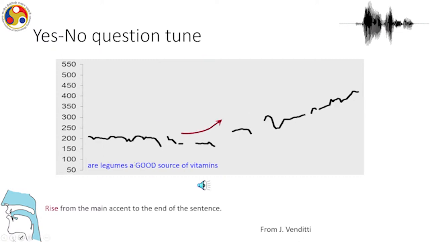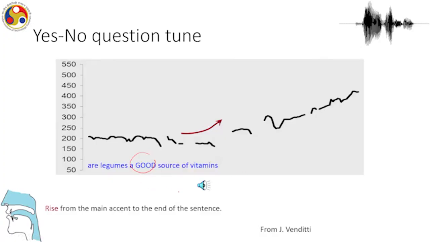There's a slow rise, and then we have yes-no questions where we can ask whether good, are legumes a good source of vitamins? So again, this shows that you can also question a part of the sentence. Now we can have, again in this sentence, a surprise contour tune, an emphatic tune. Legumes a good source of vitamins? So again, you can have a surprise tune there, or you can have a WH question. What are good source of vitamins? Again, the tune is different.